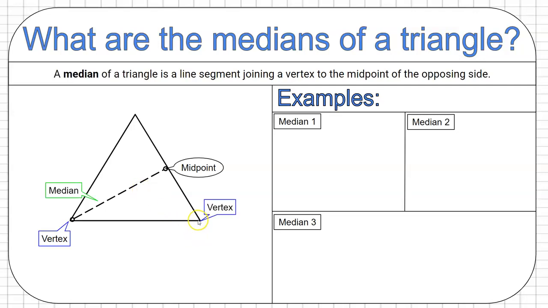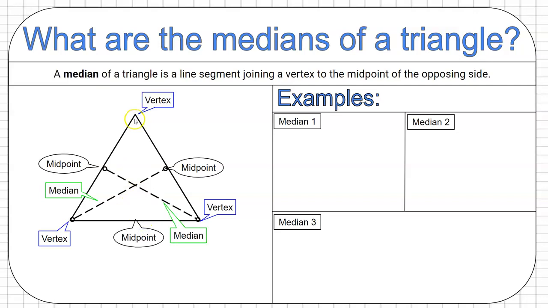We can also do this with this vertex right here and this midpoint over here, and this line segment is also a median. This center point right here is called a centroid, and it is the point of intersection between all three medians.